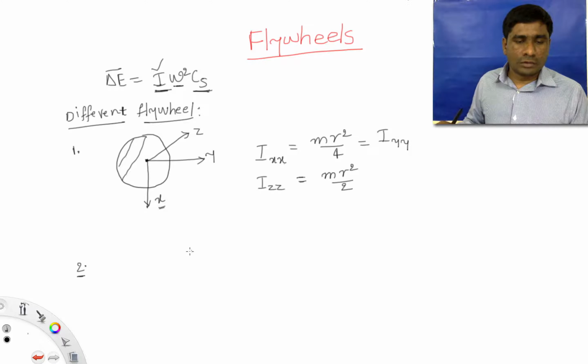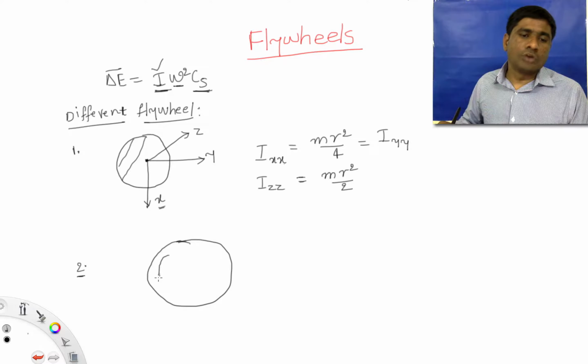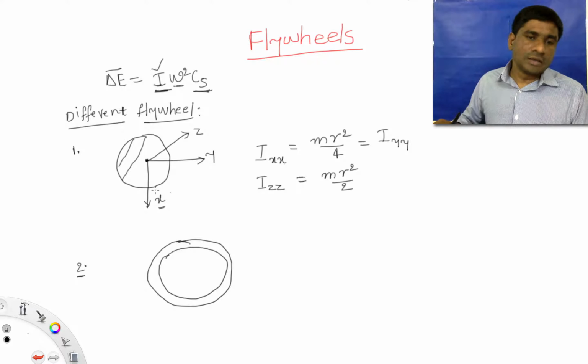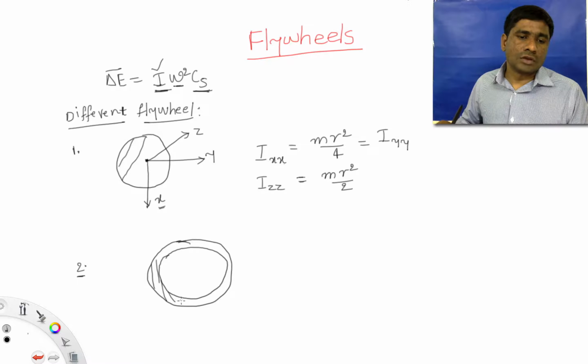And another one popularly in use as a flywheel is this one. This is a hollow disc, or sometimes we call it a ring. In the solid disc, the whole mass is distributed throughout the disc, whereas here the mass is distributed only at the outer edge. So this is how it's distributed, and for example, if this is the center and this is connected like this.